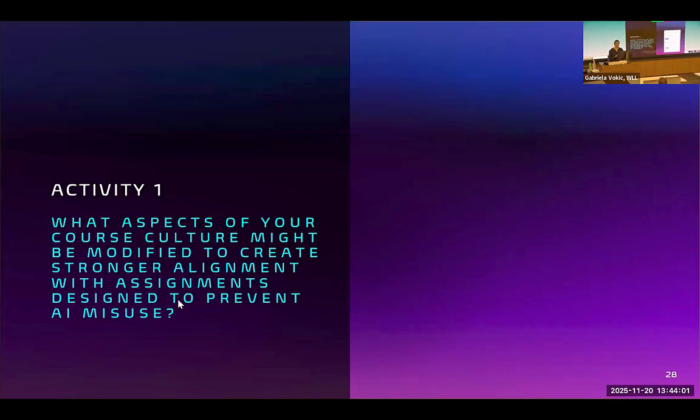So remember that I said at the beginning, if you don't remember anything from this talk, the one and only thing that I would ask you to remember is that these are not divorced from the rest of your course culture. So when you think back to your course culture, your course ecosystem, what are some aspects that maybe you can change so that it lends itself better to these assignments that resist AI use? Yes.